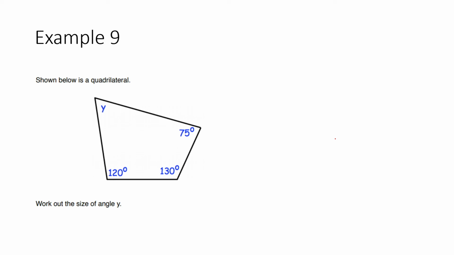Got another one. Shown below is a quadrilateral. Work out the size of angle Y. So again, we are given three of our other angles. So we have 75 degrees plus 130 degrees plus 120 degrees. And when adding these 3 angles together, we get a value of 325 degrees as a total for the 3 that are given. We then do 360, which is our total, take away 325, and we get a value of 35 degrees. So Y is equal to 35 degrees.